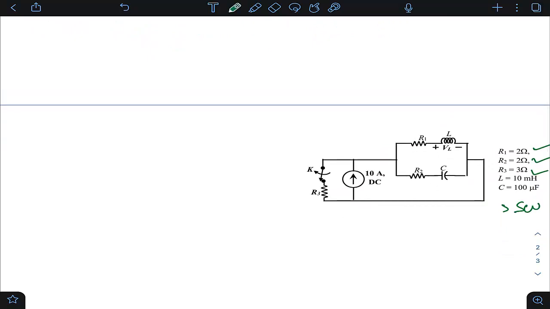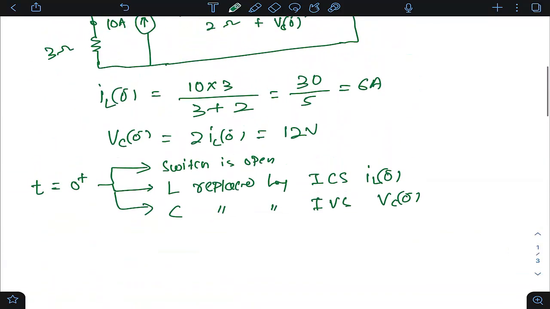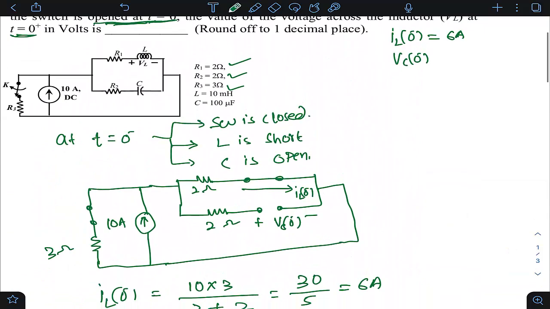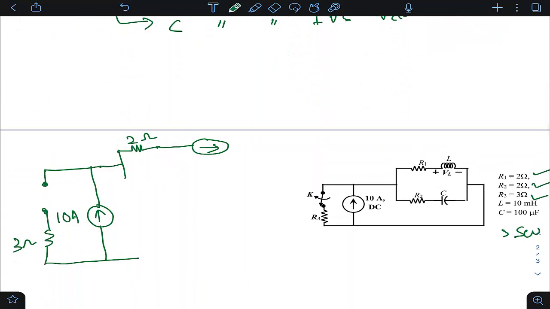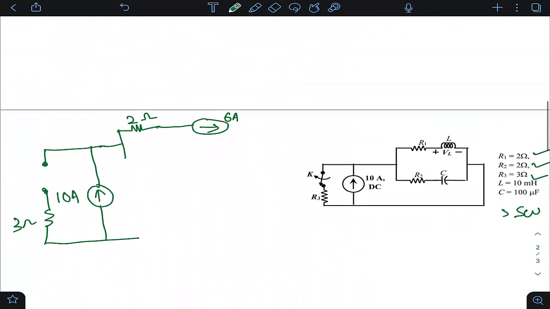So your switch is open. This is R3, whose value is 3 ohm. This is the current source whose value is 10 ampere. Then you have R1, which is 2 ohm. The inductor is replaced by an ideal current source whose value and orientation are the same as IL(0-). IL(0-) is 6 ampere, with direction from left to right. This is fine.